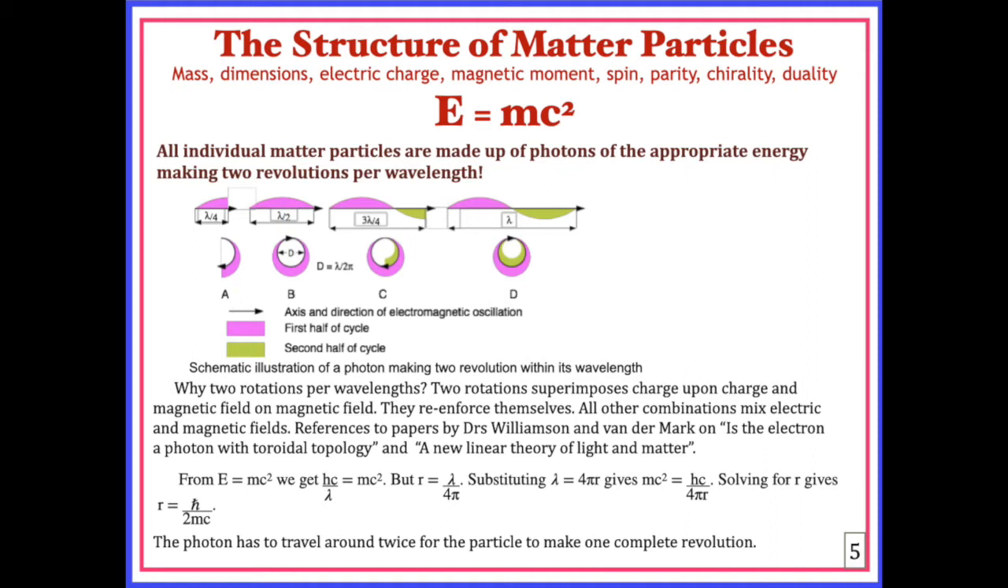From E equals m c squared, we get h c over lambda equals m c squared. But r equals lambda over 4 pi.